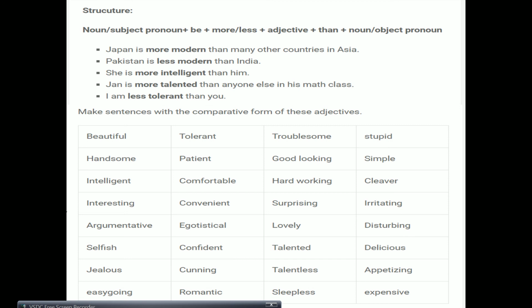But when it comes to comparative degree, because she is the most talented, that means Jan is more talented than anyone else in the class. Okay. I am less tolerant than you. Here the comparison is between I and you. But here less is used because I am less tolerant than you. It's a comparative degree. So we will try to have some practice. You can also try to use these words in positive, comparative as well as superlative degrees.